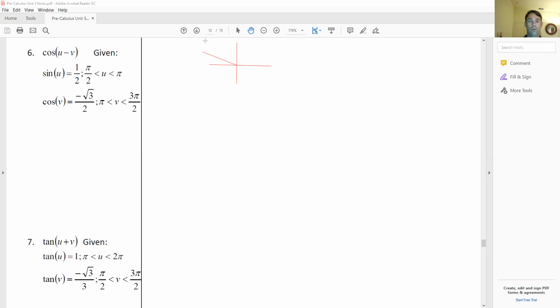And I'm looking for an angle that is 1/2. So in between pi over 2 and pi, so that means I'm not going to be using any of this at all. So I'm between pi over 2 and pi. When is sine equal to 1/2? Friends, that would be at pi over 6. So that means u is going to be 5 pi over 6.